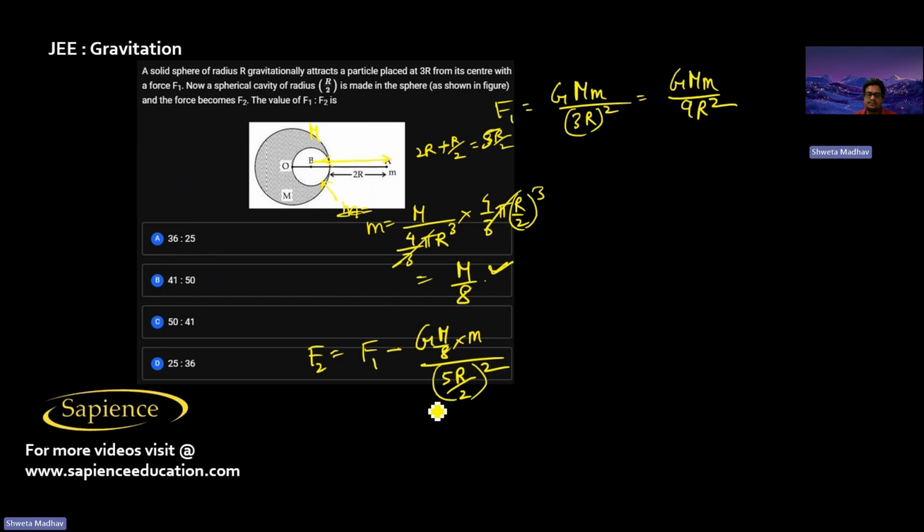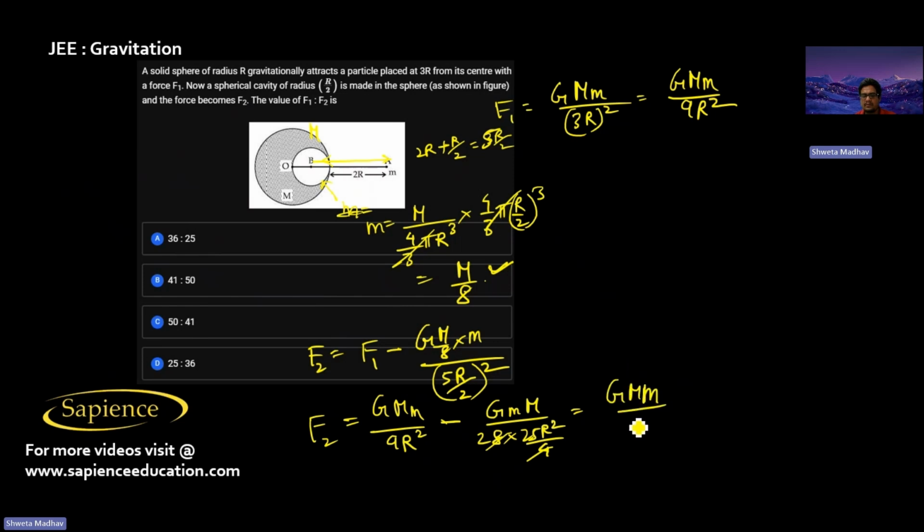Is 5r by 2 whole square. So this will be F2, that will be equal to Gm by 9r square minus Gm by 8 into 25r square by 4. So 4 into 2 is 8. So this is Gm by r square into, I can say, 1 by 9 minus 1 by 50. It is equal to Gm by r square into, 5 nines are 45, 50 minus 9, that is 41.